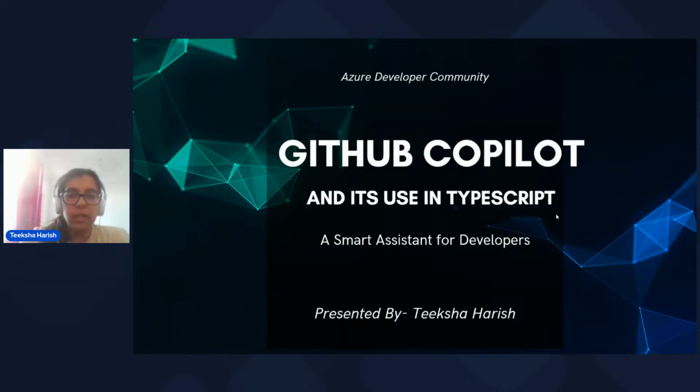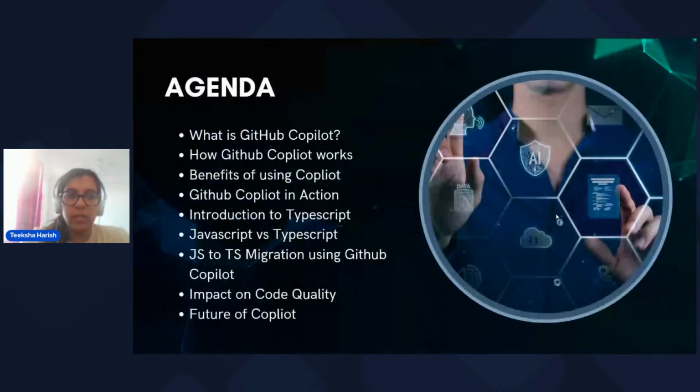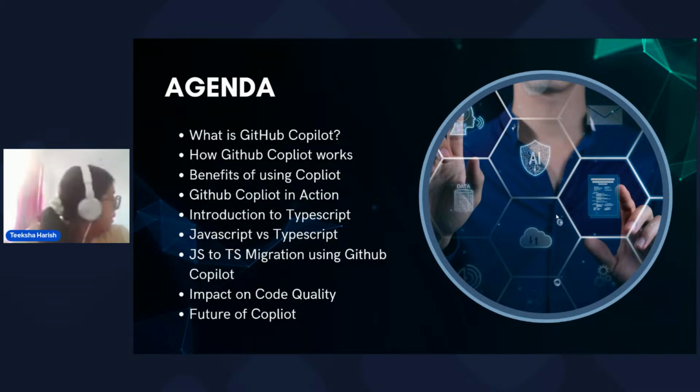So, first of all, let's go through the agenda of today's discussion. First, we'll discuss what GitHub Copilot is, how it works, and what the benefits of using it are. Then, using an example, we'll see GitHub Copilot in action. And then we'll move on to TypeScript. What is TypeScript? How is it different from JavaScript? And what are the benefits of using TypeScript in general?